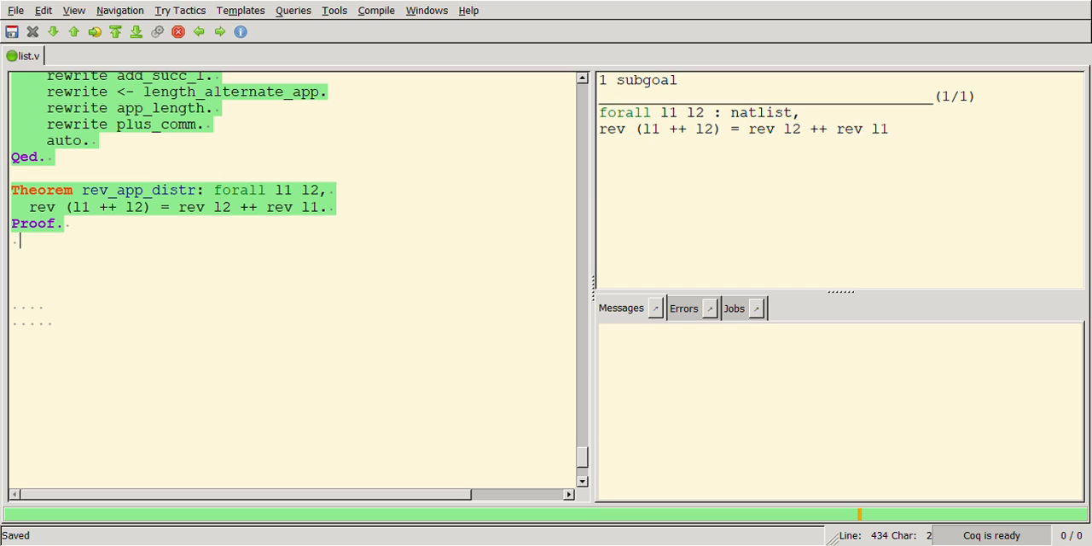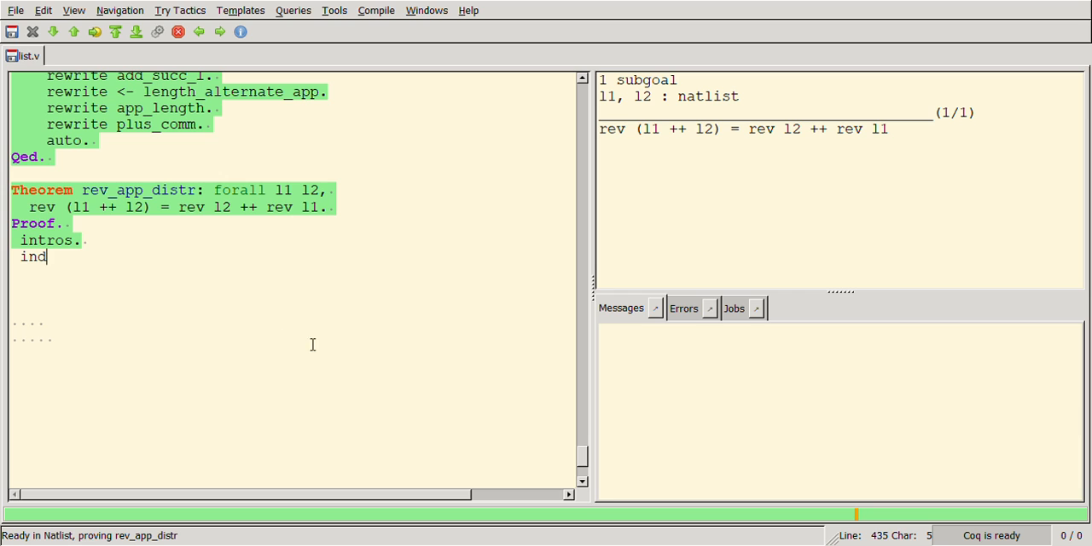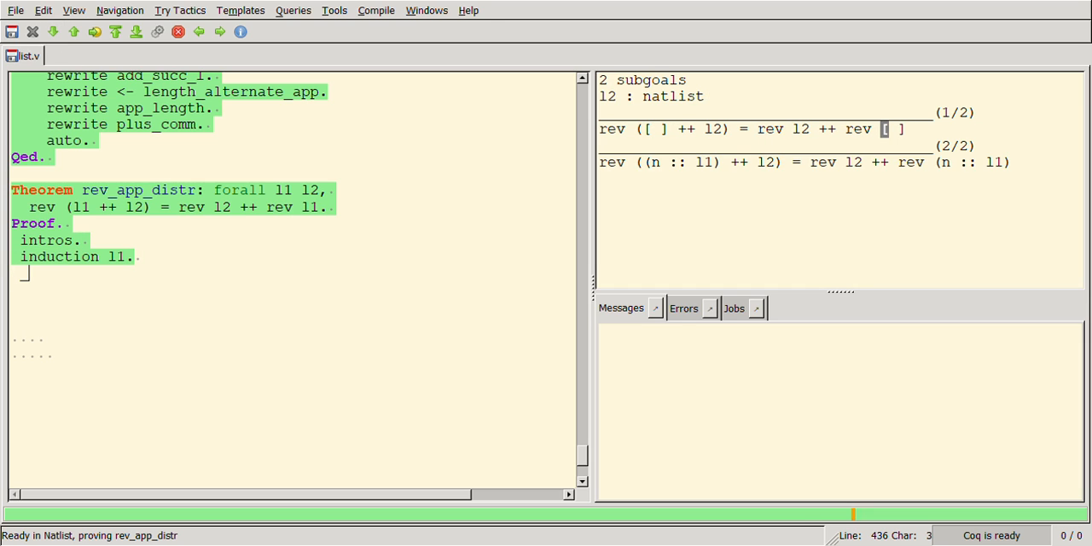Okay, we should be able to close this proof. Okay, so intros, and then let me perform induction on L1. Induction on L1 to see the cases of L1. Two cases. Focus on the first case, first goal.